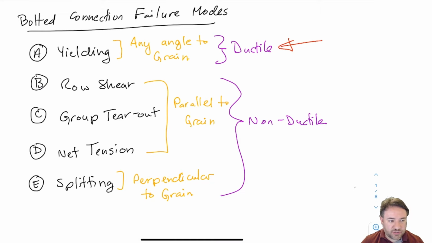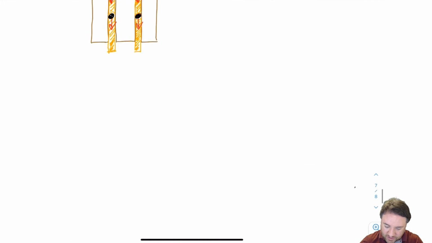Now we're going to start talking about the parallel to grain non-ductile failure modes, and we're going to start by talking about row shear, which is the second one here. And we're going to talk about each one of these in turn. Okay, so what is row shear?